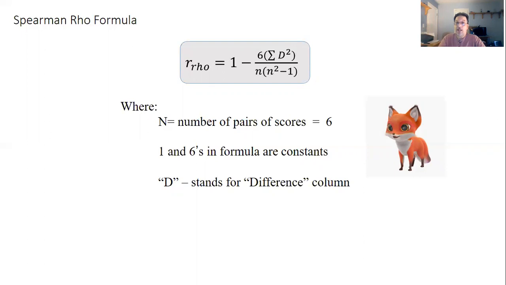We're going to square the value, and then we're going to need to sum up the D squares. Notice that this is all in the parentheses, sum of the D squares. So technically, we don't need to sum up the D column. We're going to have it, but we don't need to sum it up. We need to sum up the D squared column. So adding up the D column by itself is an extra step that you don't have to do. We also need to figure out what n is, and n is the number of pairs of scores. In our case, n is going to be 6.